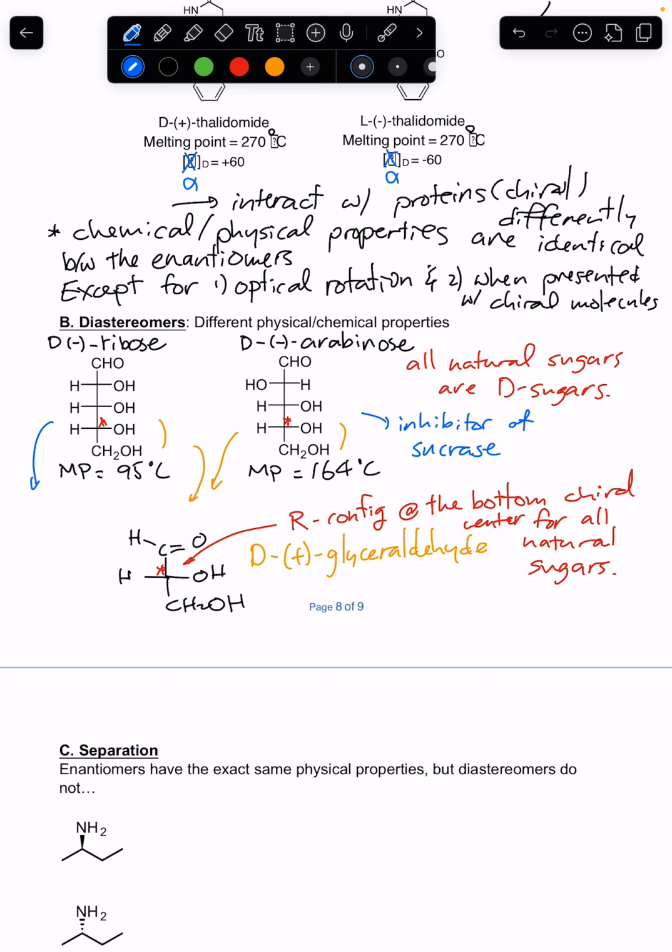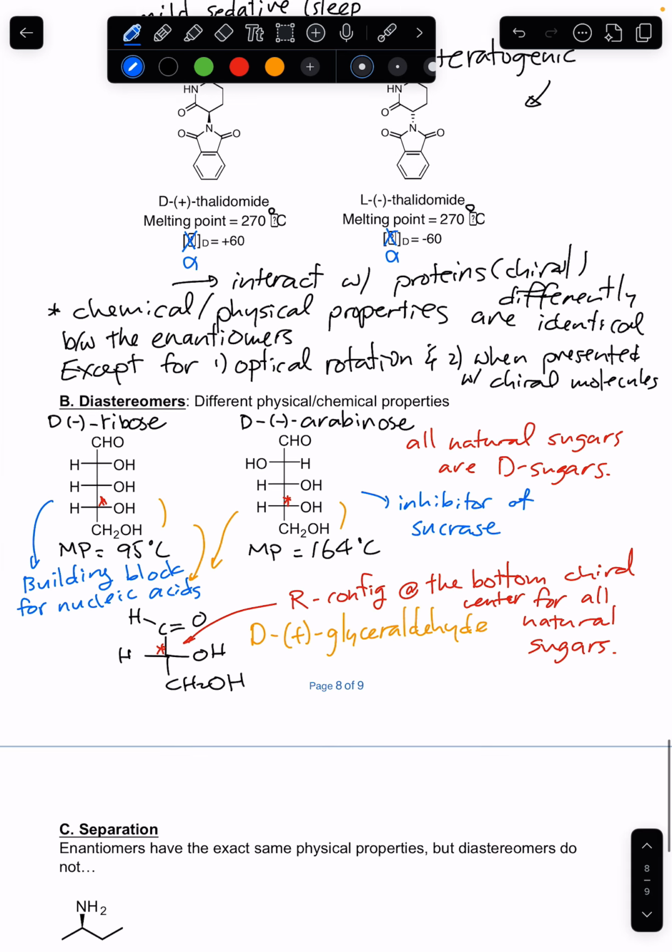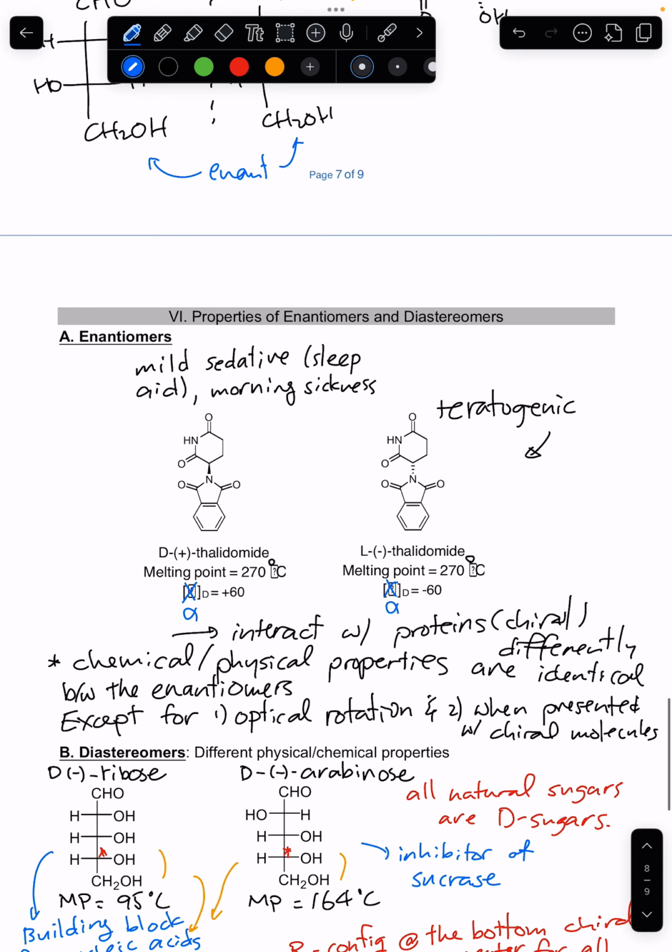And this other compound, ribose, is, of course, you might have heard about it. This is the building block for nucleic acids like DNA and RNA. Okay. Now, one other thing I wanted to point out, if you assign the R and S, I forgot to mention this here. I hope it makes sense to you that this is R and this is S.